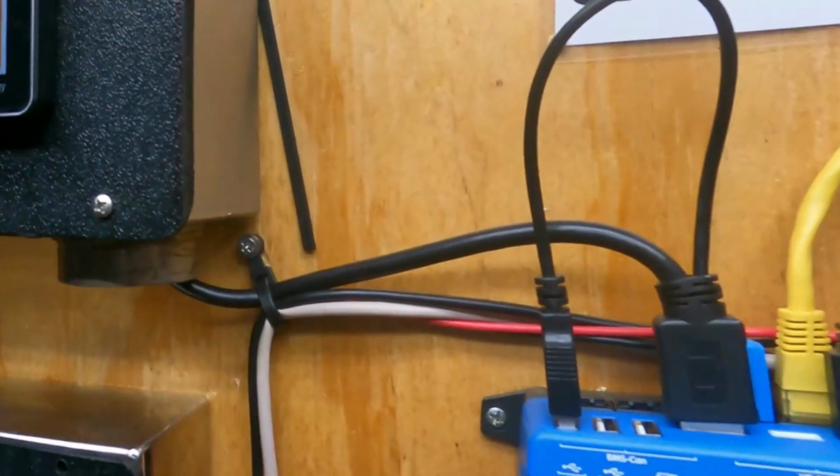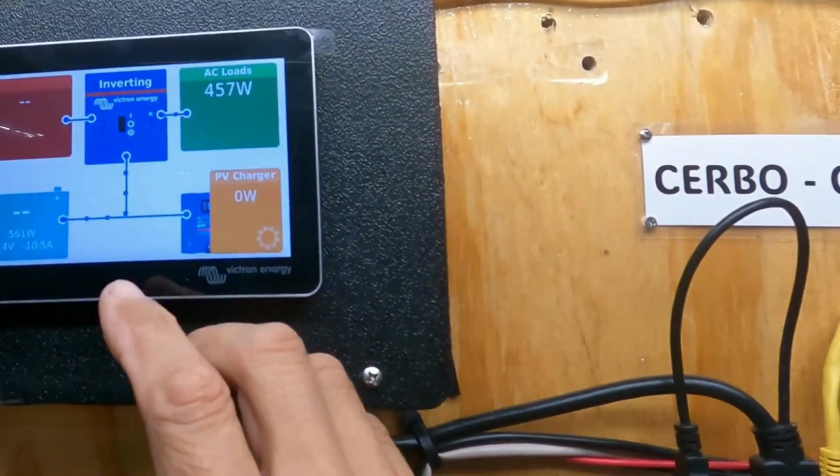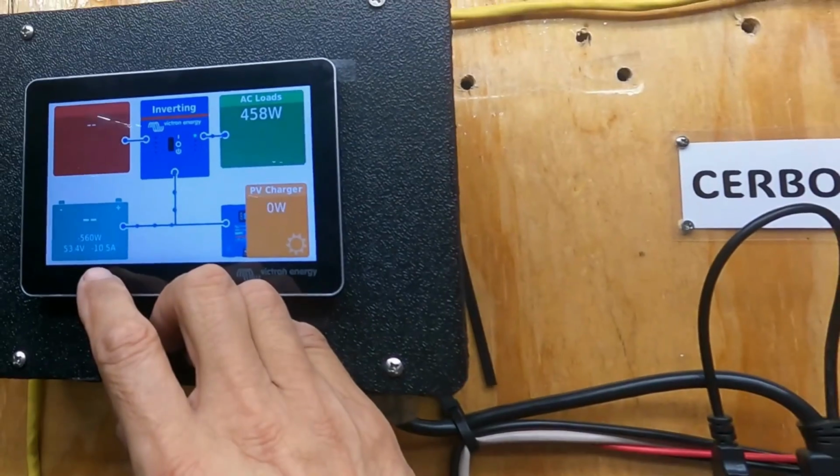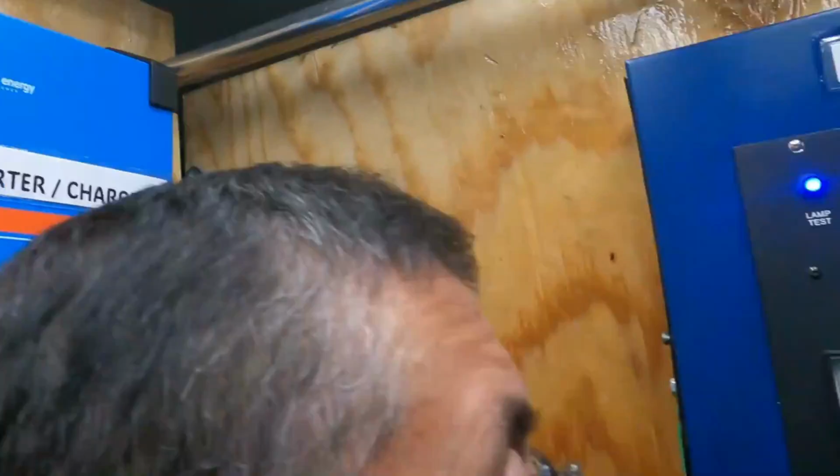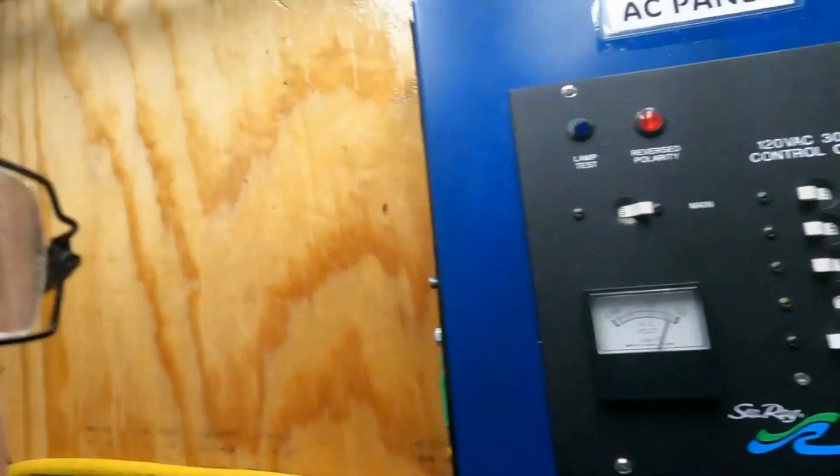It shows you the flow, minus 10 amps. This is the flow, 10 amps, 10.5. So that's your AC. And I am working with air condition and lights.